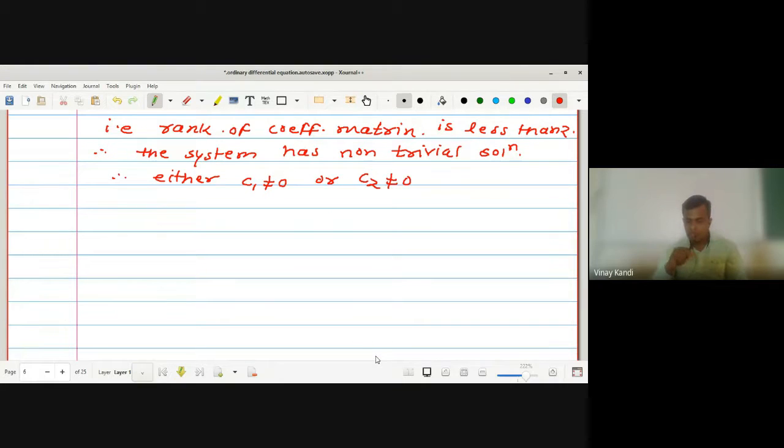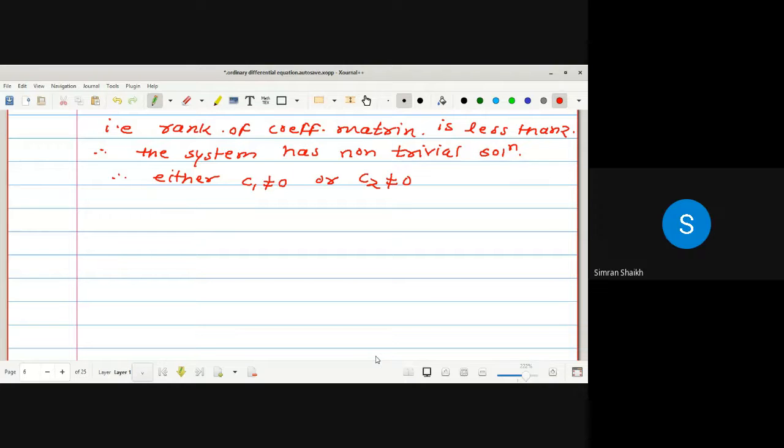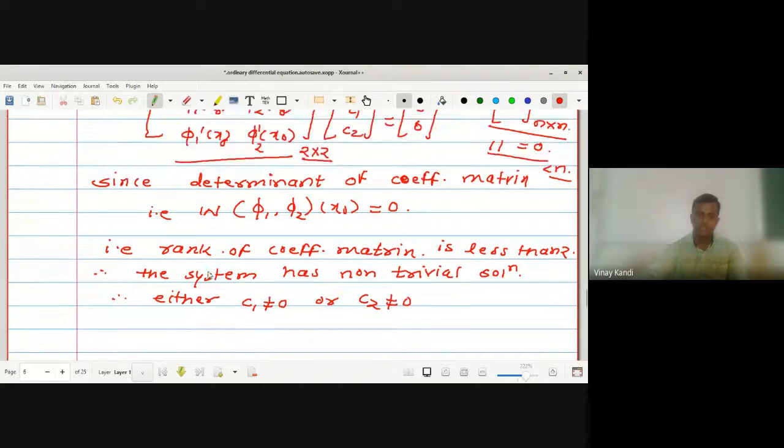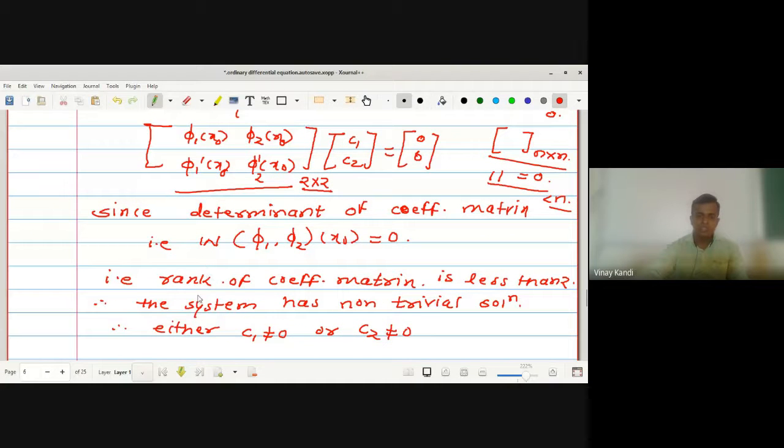कळते का काही? सर, व्हिडिओ पॉज झाला होता तुमचा. ओके, व्हिडिओ पॉज झाला. इथपर्यंत समजलंय. The rank of the coefficient matrix is less than 2. समजतं इथपर्यंत?